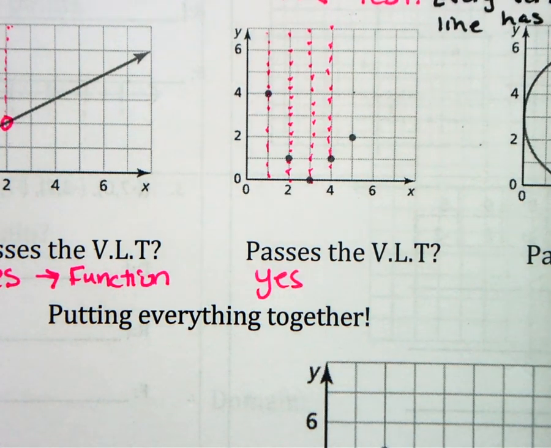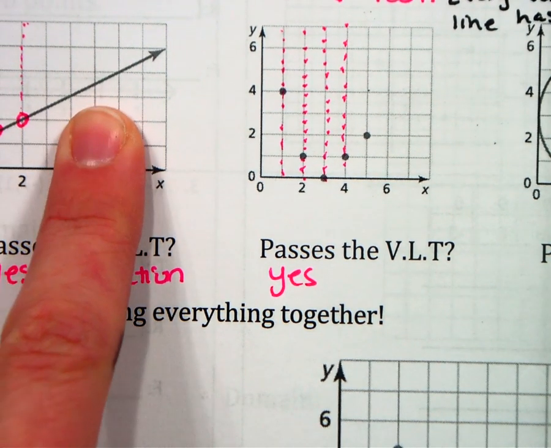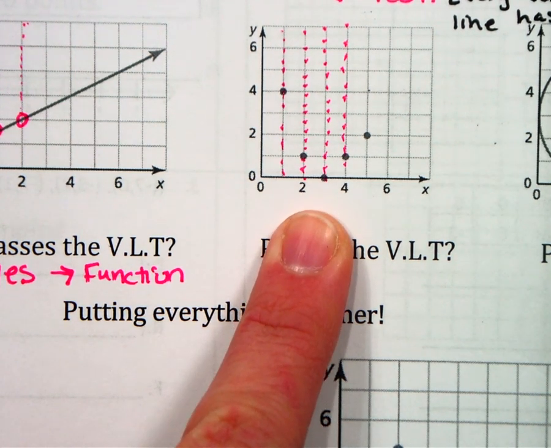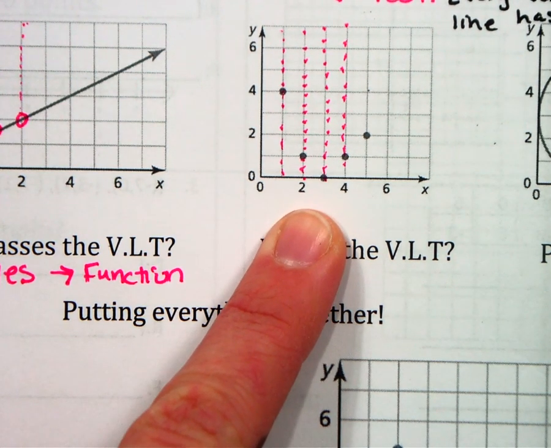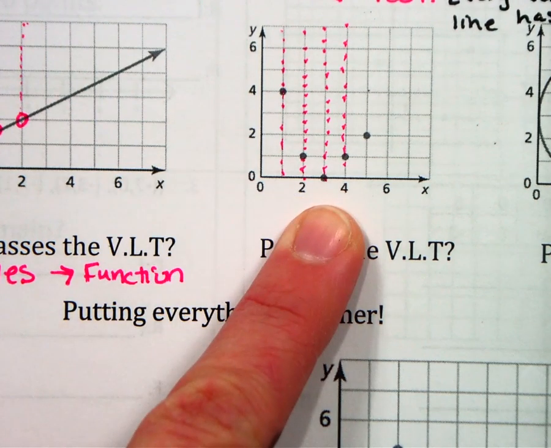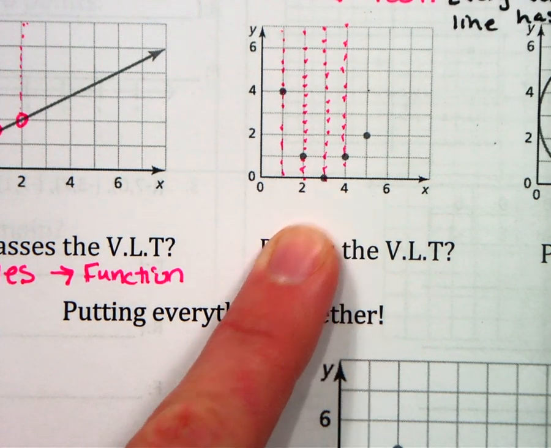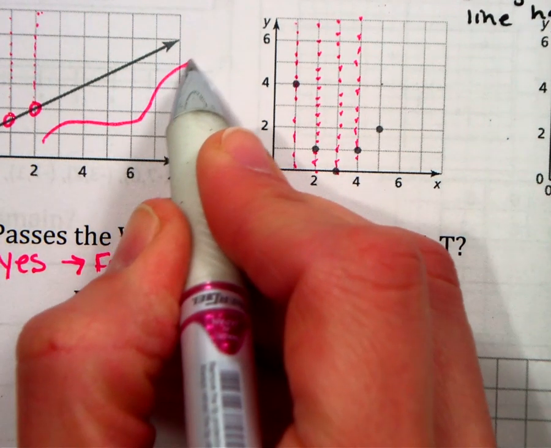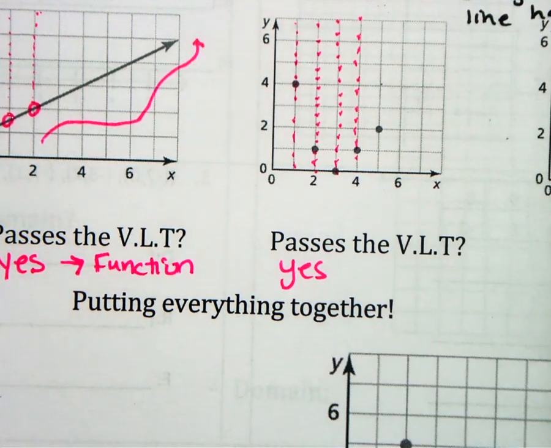So I wanted you to see 2 examples there. One, I have this straight line, and that one passed the vertical line test. Here I had just a bunch of dots, and that one passed the vertical line test. So it could look like this, or it could look like this. It doesn't have to look any way special. Also, you could have something that looked like this. It could look crazy and still pass the vertical line test and be a function. Okay? So just know that for the future.